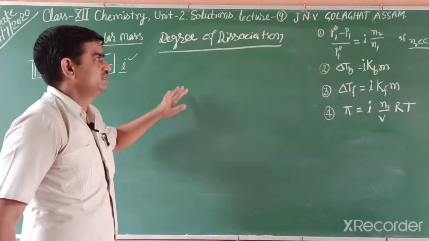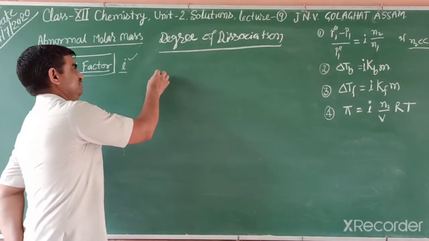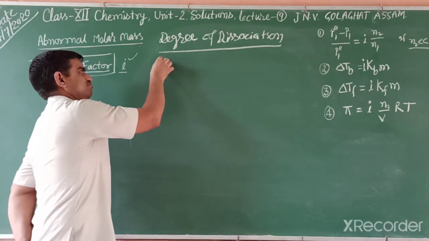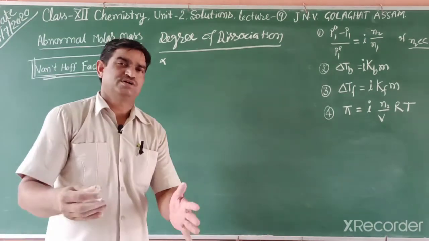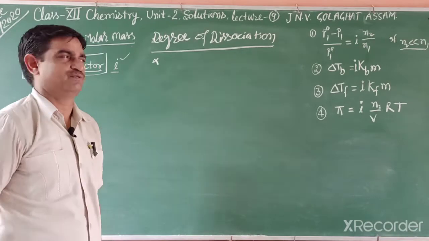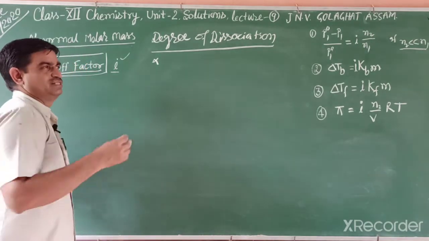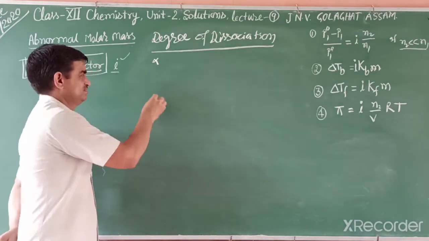The term is degree of dissociation or association. How can we represent degree? That is denoted by alpha. Degree of dissociation means what percent of the salt is dissociated into ions when dissolved in water or any other solvent. We can take an example, that is acetic acid in water.